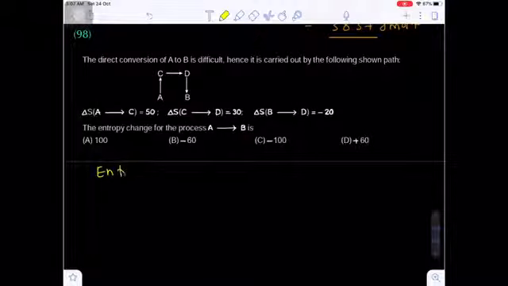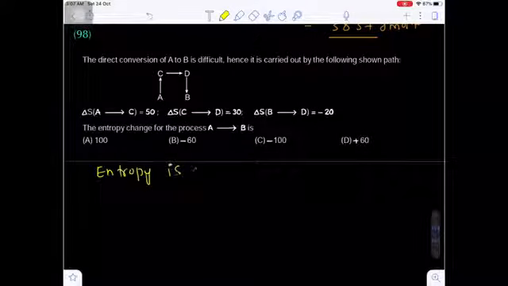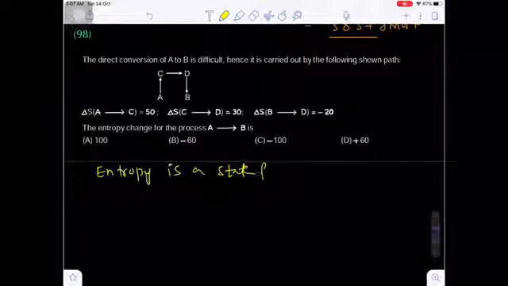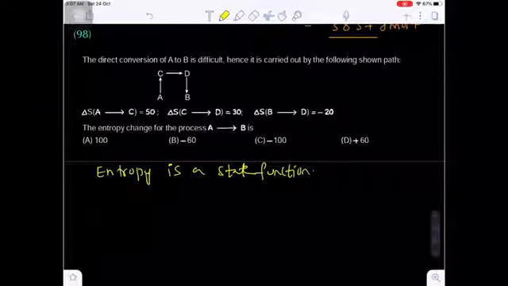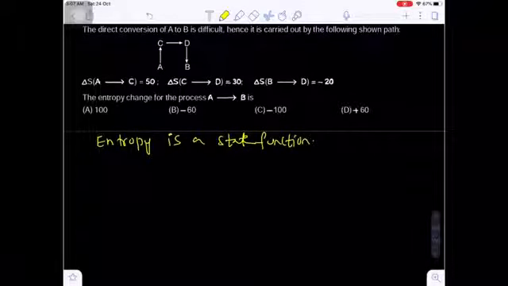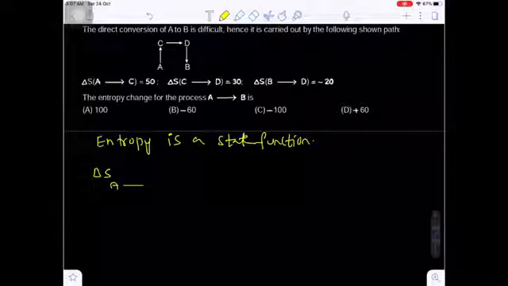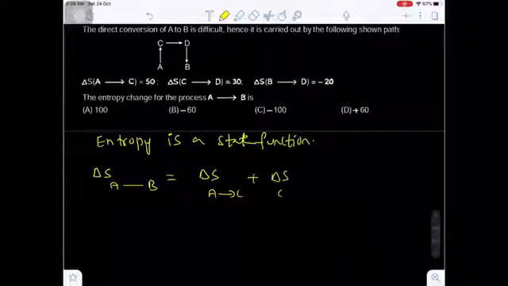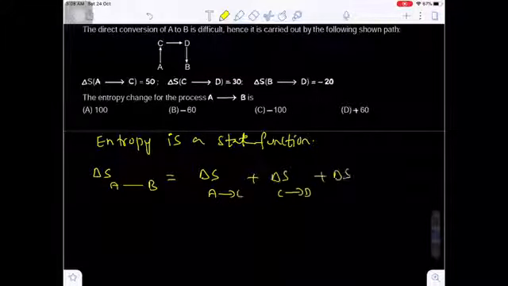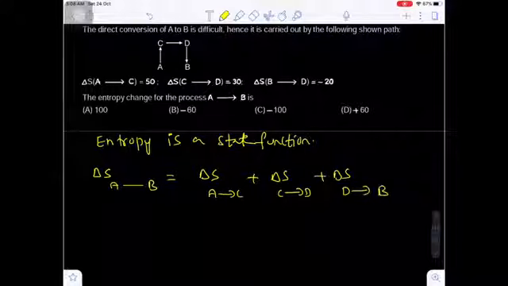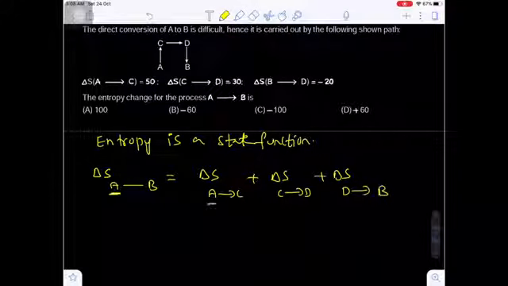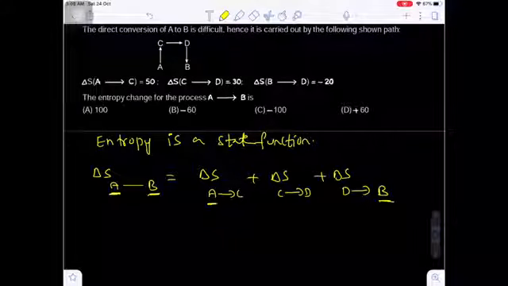Now we know entropy is a state function. What is entropy? Entropy is a state function. Now the entropy change from A to B will be equal to the entropy change from A to C plus the entropy change from C to D plus the entropy change from D to B. Shall I write like this? Because the initial state will be A and the final state will be B, so that, since it is a state function, we can use this expression.